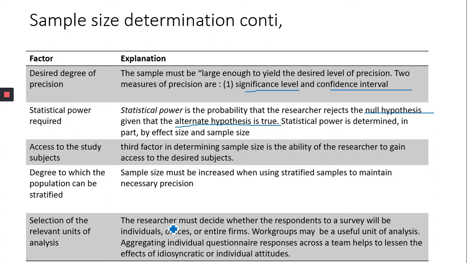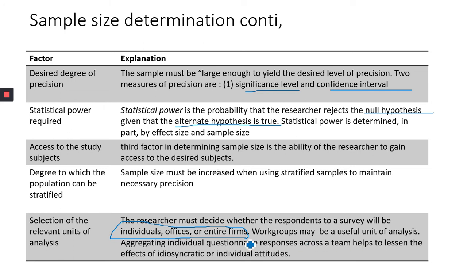Degree to which the population can be stratified: sample size must be increased when using stratified sampling to maintain necessary precision within each stratum. That is very, very important. Now, with regard to selection of the relevant units of analysis, the researcher must decide whether the respondents to a survey will be individual offices or entire firms. Dear students, this is very, very important. Work groups may be a useful unit of analysis.